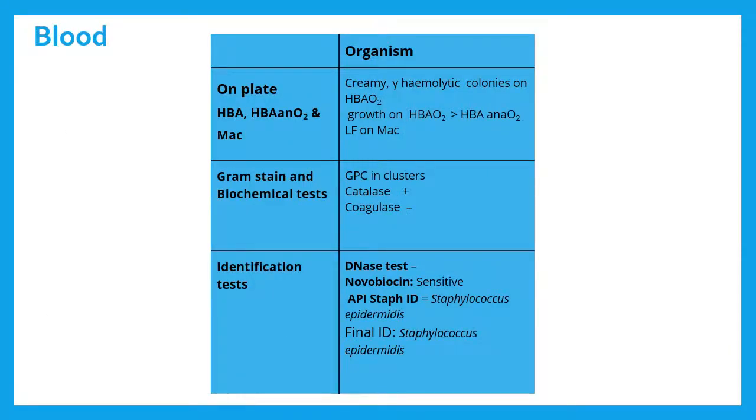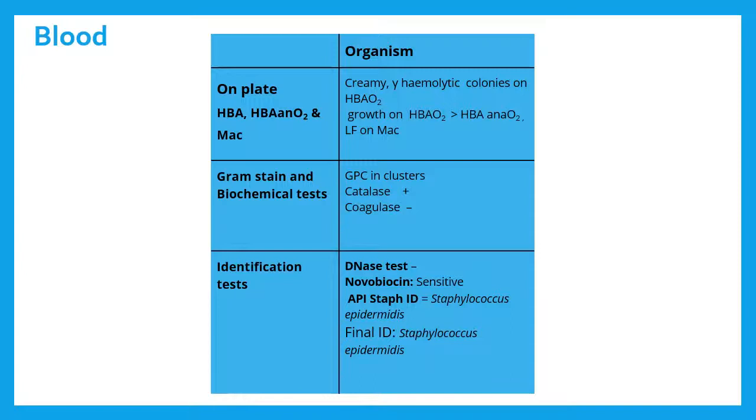2 out of the 4 blood culture bottles flagged positive for the presence of bacteria. Samples from the blood culture bottles were plated on 2 horse blood agar plates. One was incubated under aerobic conditions, while the other was incubated under anaerobic conditions to cover the possibility of anaerobic blood pathogens. Blood samples were also plated on MacConkey agar.